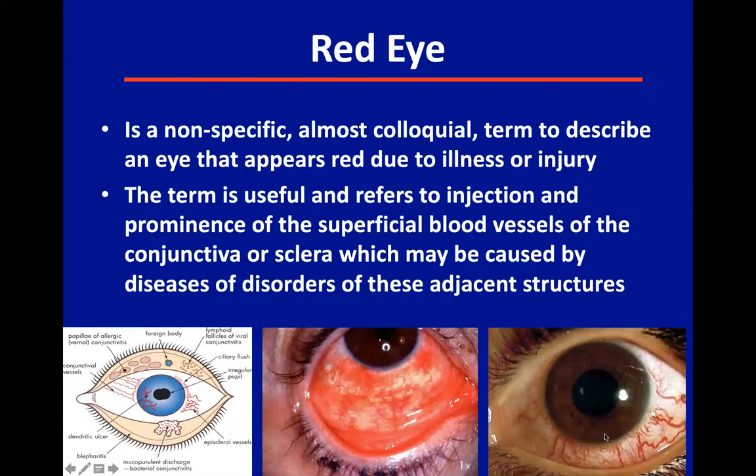So, if we want to define the red eye, it's a non-specific, almost colloquial term to describe an eye that appears red. It can be either due to illness or due to injury. The term is usually useful and it refers to injection and prominence of the superficial blood vessels. It could be of the conjunctiva, the episclera, or the sclera, and it's usually caused by diseases or disorders of these adjacent structures.